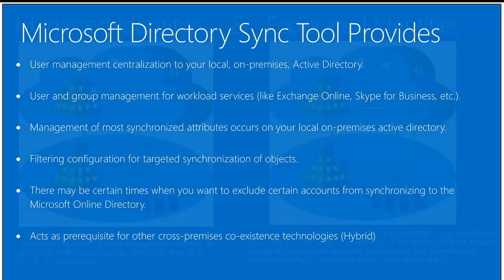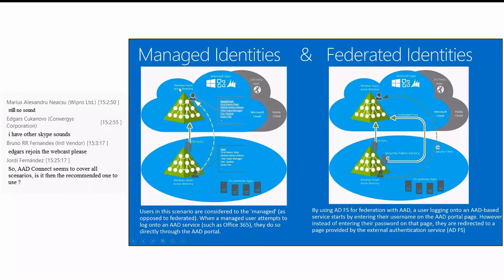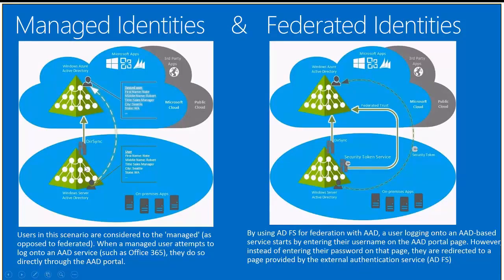Okay, so managed identities and federated identities. How does this work? Here we have the Windows Azure Active Directory, let's say our data centers in Office 365, and you have your local Windows Server Active Directory. All of the users' information is here, and it's synchronized to the Azure Active Directory. So users in this scenario are considered to be managed as opposed to federated. When a managed user attempts to log in to the Azure Active Directory, such as Office 365, they do so directly through the Office 365 portal.